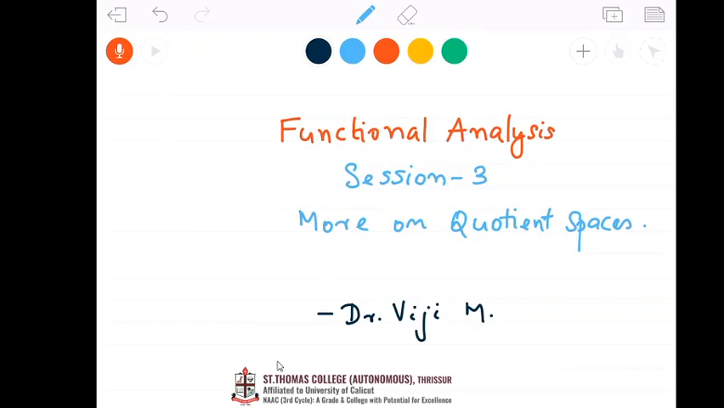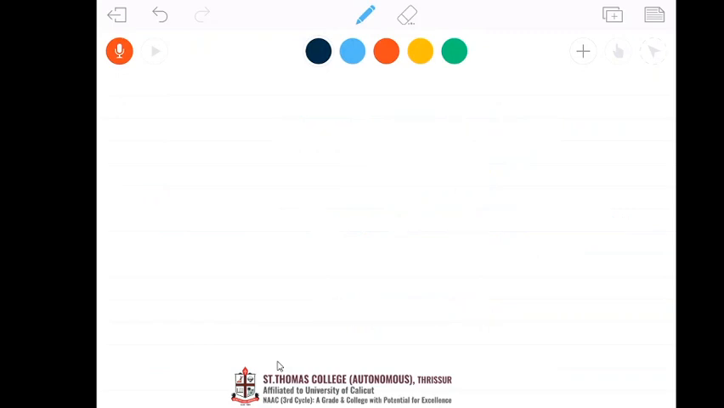Welcome to the third session on functional analysis. In this session, we will be continuing our discussion on quotient spaces. First, I will introduce a new concept, a new definition.